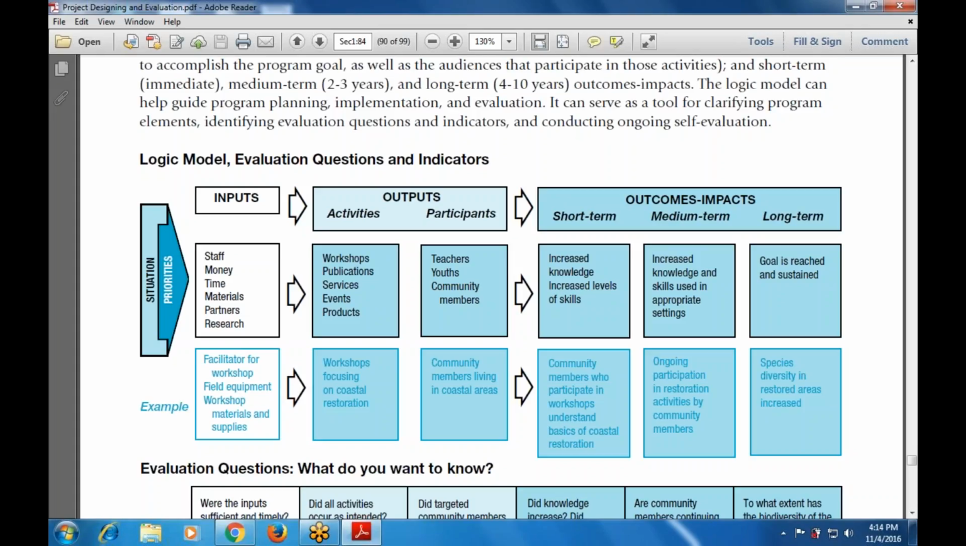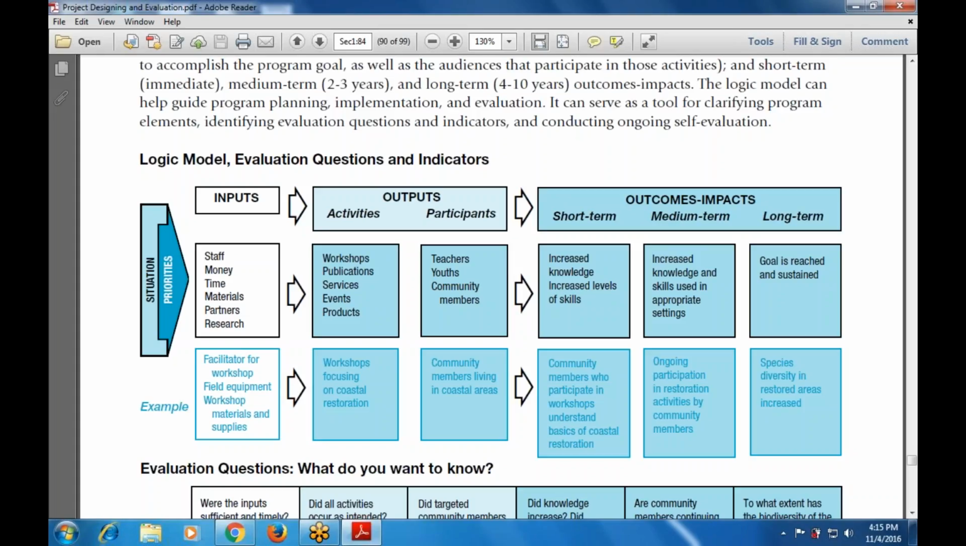Then one of the outputs is achieved here. One of the activities is workshops focusing on coastal restoration. Whatever the coastal restoration, whatever the data that is gathered. So this is also one of the activities of the output. Then participants are community members, those community members living in the coastal area. Participants, in the sense, are the members who participate in the various activities and provisions.